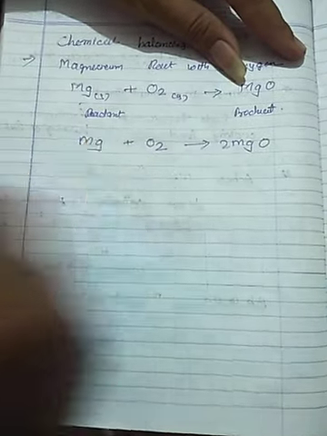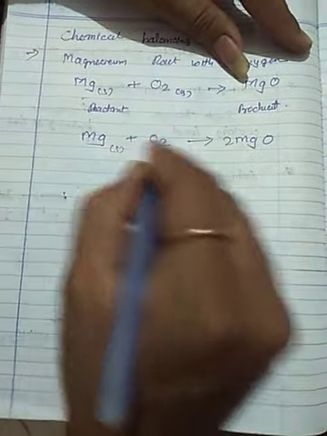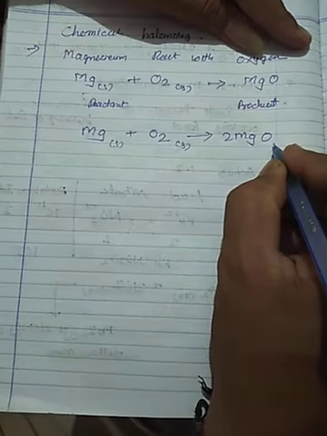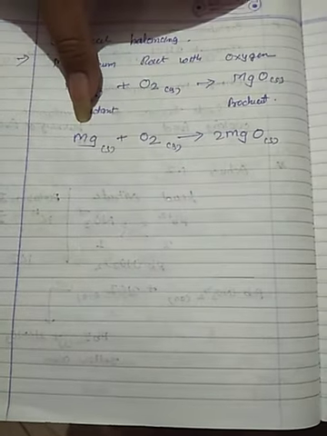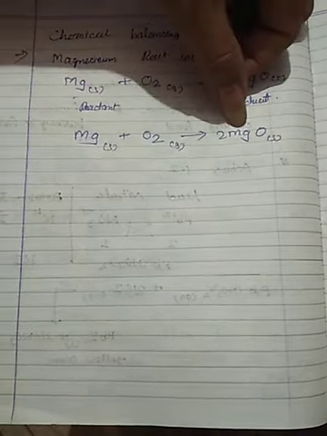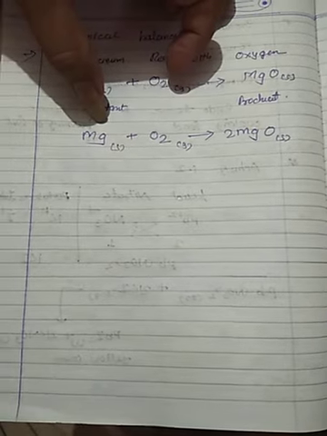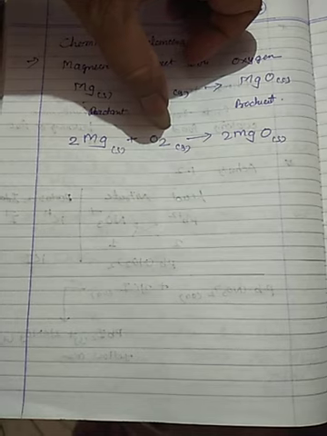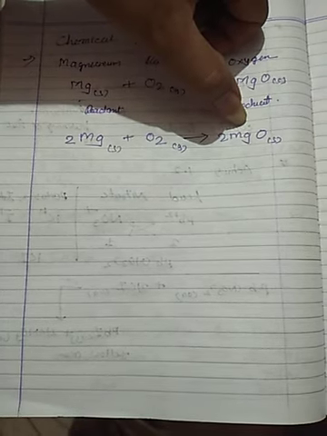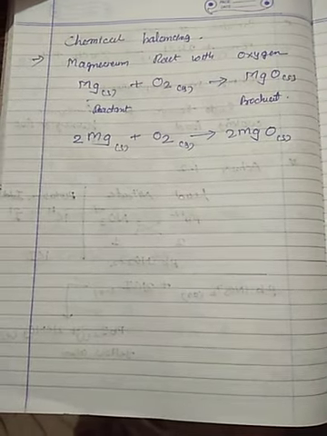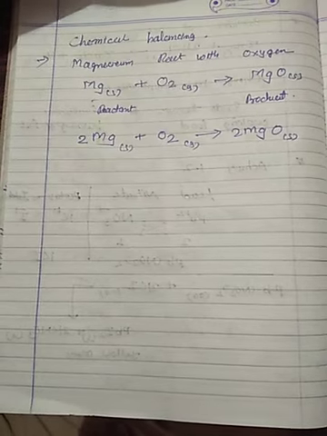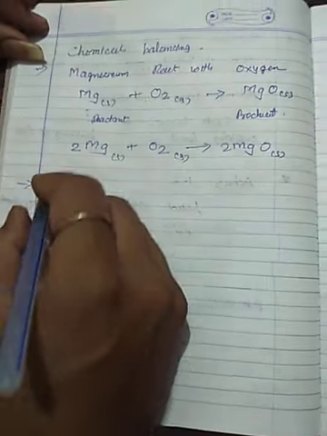When we do the balancing of oxygen, the balance of magnesium is also changed, because on the product side 2 magnesium is there while on the reactant side only 1, so we multiply by 2. So now 2 magnesium react with 1 molecule of oxygen to give 2 moles of magnesium oxide. This way we can do a simple balancing of the equation when magnesium reacts with oxygen.